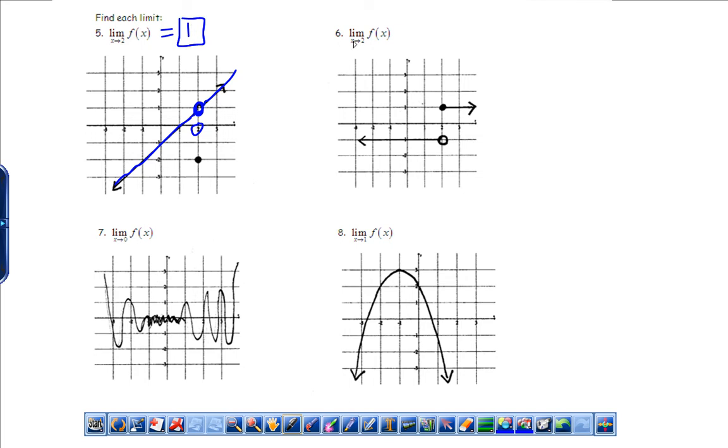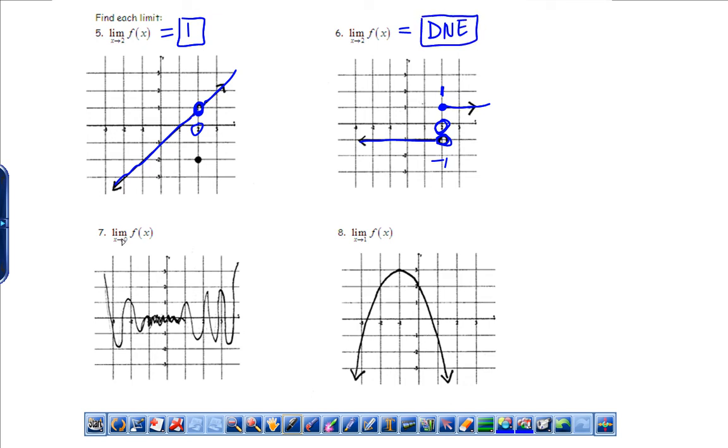On number 6, it says the limit of this function as it approaches 2. So here's 2. When it approaches 2 from this direction, it looks like it approaches -1. And when it approaches 2 from this direction, it gets closer to 1. So it's 1 this direction and it's -1 this direction. And so the function cannot get close to 2 different numbers. So I would say the limit does not exist.